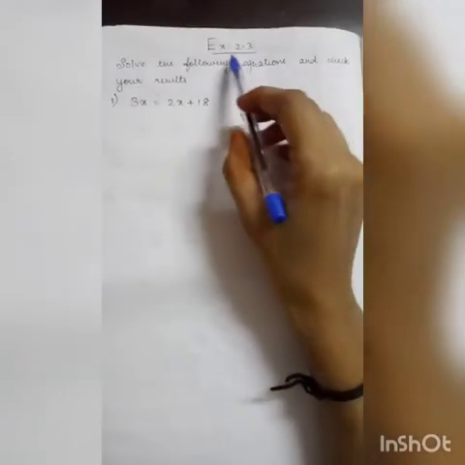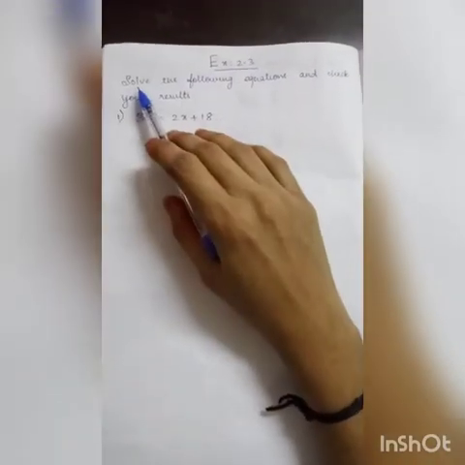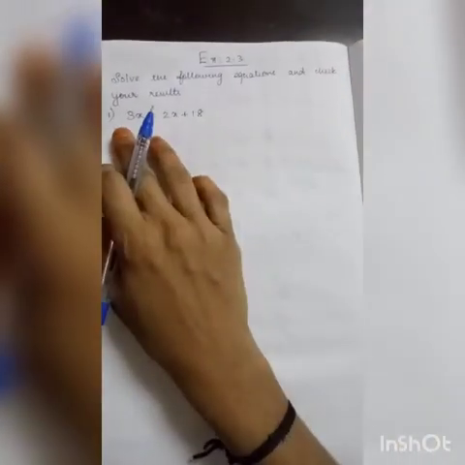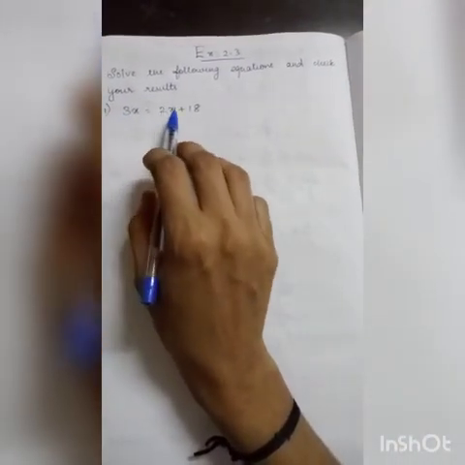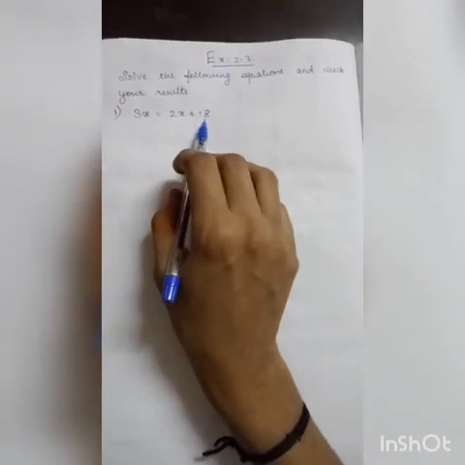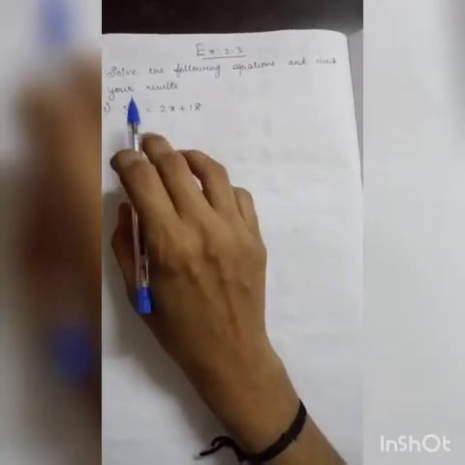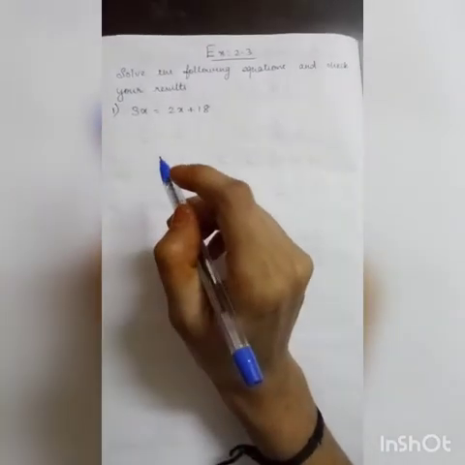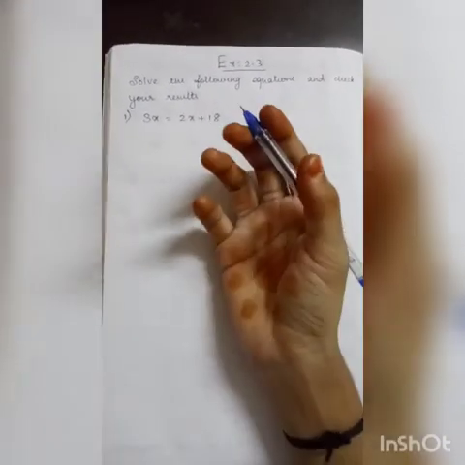Understood? Next, we are going to solve exercise 2.3. What is the question given? Solve the following equations and check your results. Okay, we are going to solve and we have to check the results also. What is the first question? 3x is equal to 2x plus 18. So this is an equation with variables on both the sides. Is it correct? Yes. So for this we will use the transposing method.